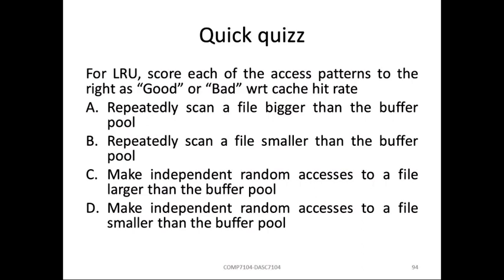C is obviously the scenario in which the least recently used policy works best. Random accesses to a file that is large. Random accesses, of course, here is more or less a synonym for temporal locality. The assumption that some pages will be hotter than others, will be most likely accessed in the near future than others. And then again, if the file is smaller than the buffer pool, obviously, regardless of the policy, all is good. So bad, good, good, and good.